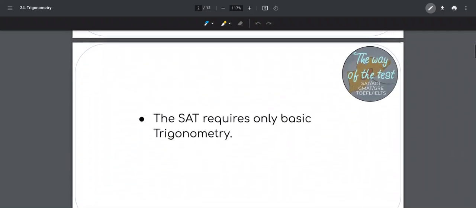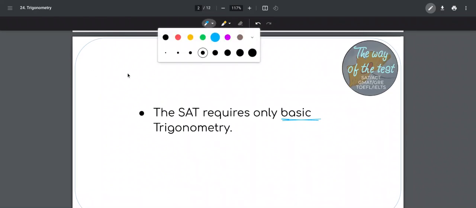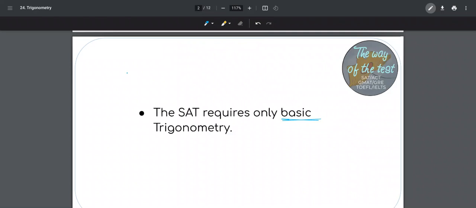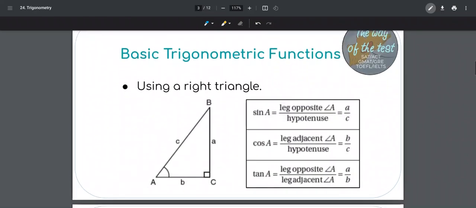Important thing, the DSAT requires only basic trigonometry, which means if you are seeing the topic of trigonometry at school, or you have already seen it and you have done very complicated formulas and learned very complicated pieces of theory, you don't really need that here. The only thing you need here are the basic trigonometric functions: sine, cosine, and tangent.